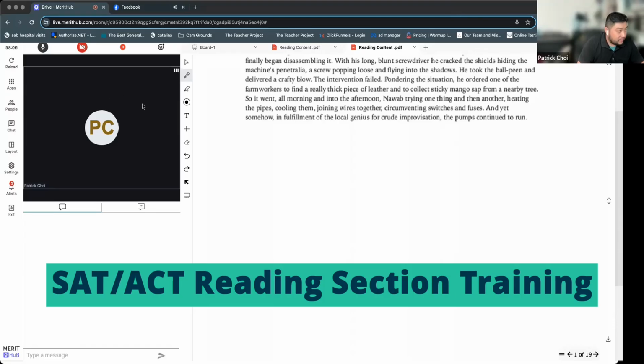Before we do the reading section, I want to outline some of the grammar rules that we're going to need in order to do well on the reading section. So the first one is just commas. Knowing when commas are used is going to help a lot.